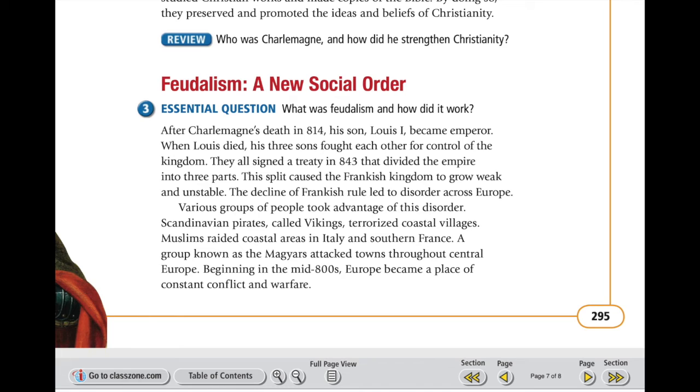Various groups of people took advantage of this disorder. Scandinavian pirates, called Vikings, terrorized coastal villages. Muslims raided coastal areas in Italy and southern France. A group known as the Magyars attacked towns throughout Central Europe. Beginning in the mid-1800s, Europe became a place of constant conflict and warfare.